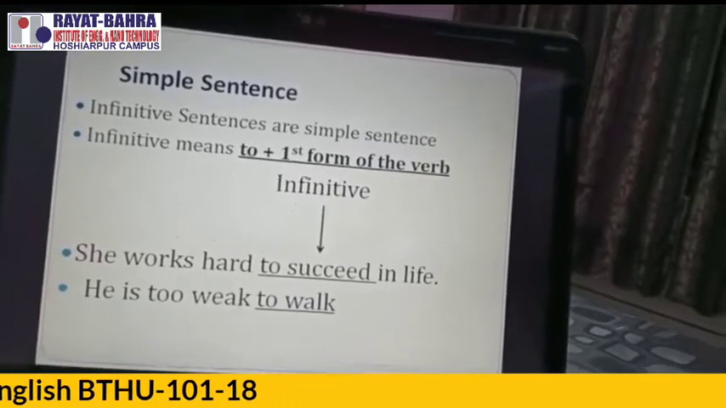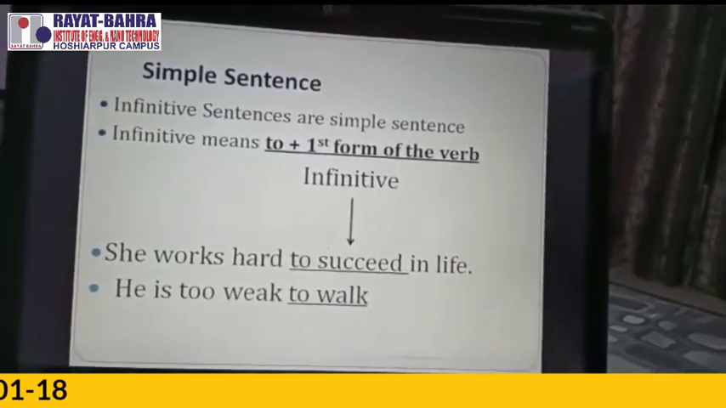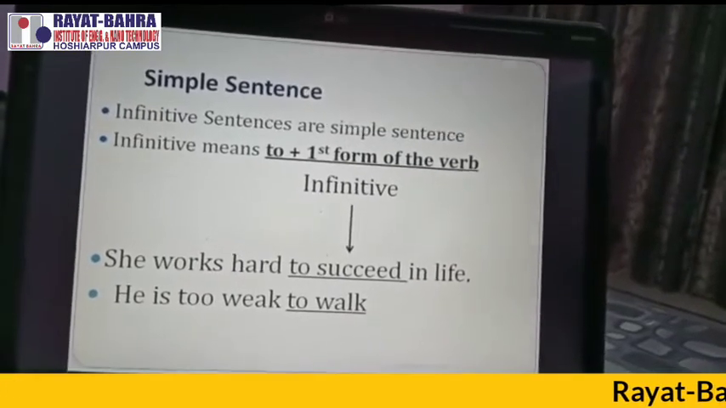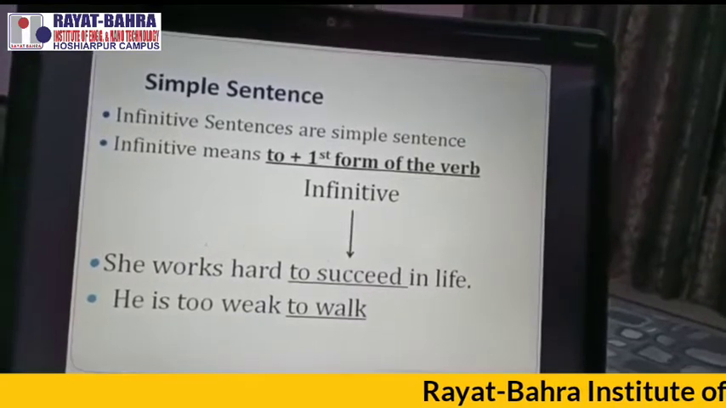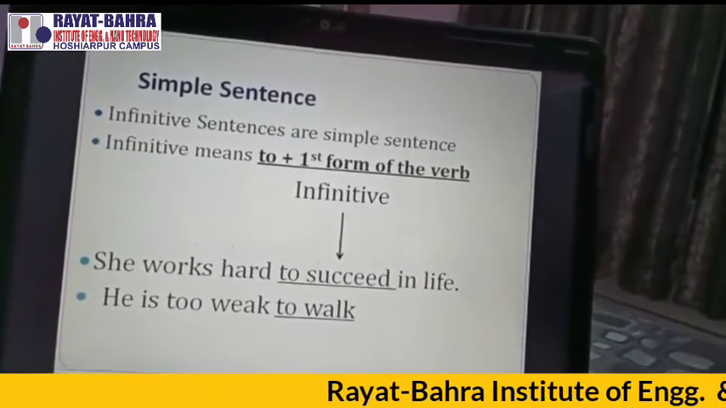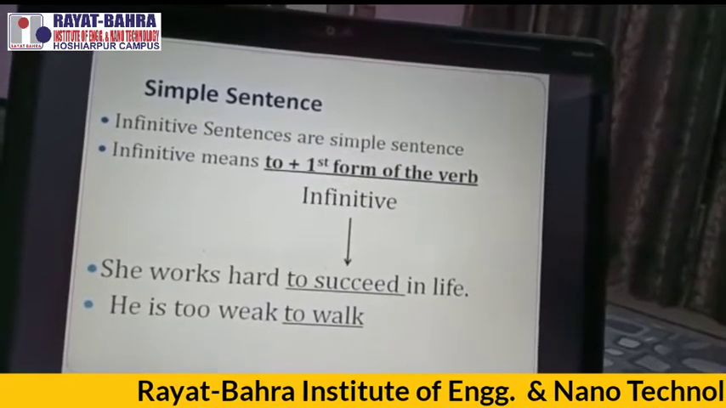Similar is the case in the next sentence. He is too weak to walk. This is also an infinitive, to plus the first form of the verb. These are also simple sentences. They are quite complete in their sense and there is no connecting word. There is an independent clause only.